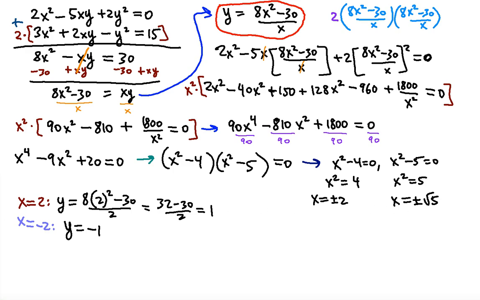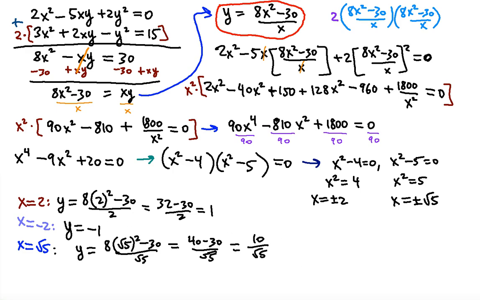Now the next value, x is equal to positive radical 5. So let's actually plug this in and work it out. So 8 times positive radical 5 squared minus 30 over positive radical 5. So that gives us what? Positive radical 5 squared is 5. 8 times 5 is 40. 40 minus 30 over square root of 5 gives us 10 over square root of 5, right? So what is that? We're going to rationalize the denominator, right, by multiplying the numerator and denominator by radical 5. So we get 10 radical 5 over 5, right? Radical 5 times radical 5 is 5. Now, 10 divided by 5 is 2, so this is going to be 2 radical 5.